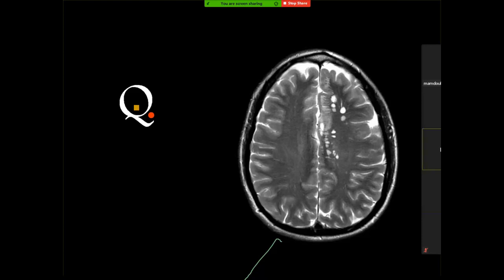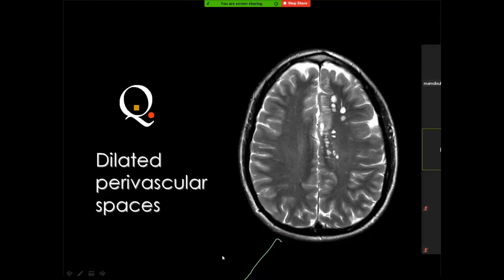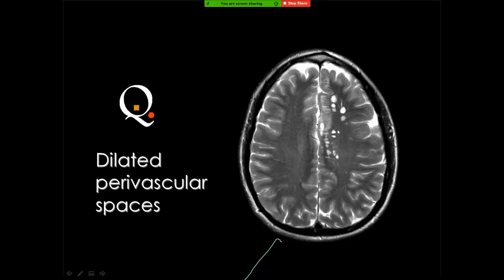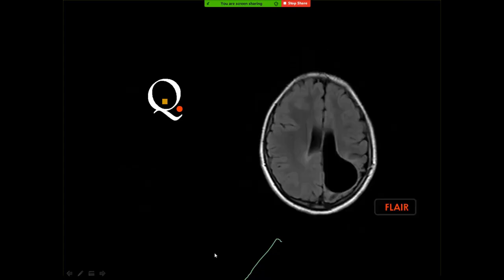Perivascular spaces. Yes, and these CSF-like cystic structures in the high frontoparietal area are classic for Virchow-Robbins spaces, or dilated perivascular spaces. I presented this case here in order not to misinterpret these lesions for MS plaques or any other pathology, because Virchow-Robbins spaces are sometimes so prominent that you can mistake them for other pathology, but be careful about this. Okay, next.